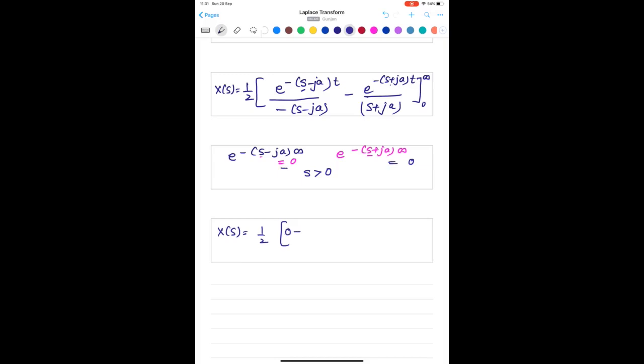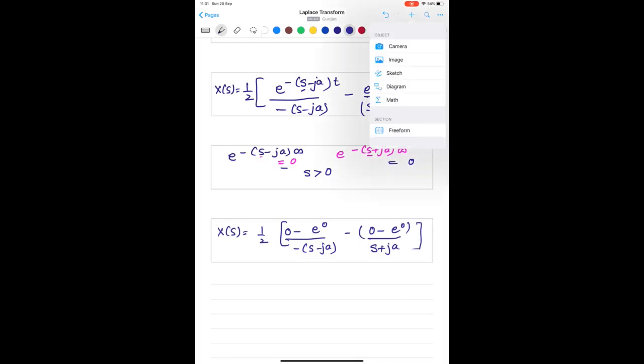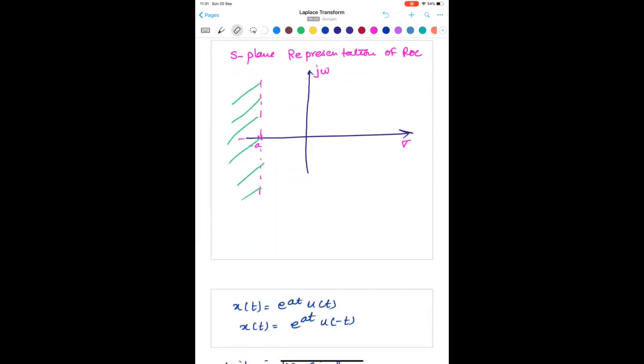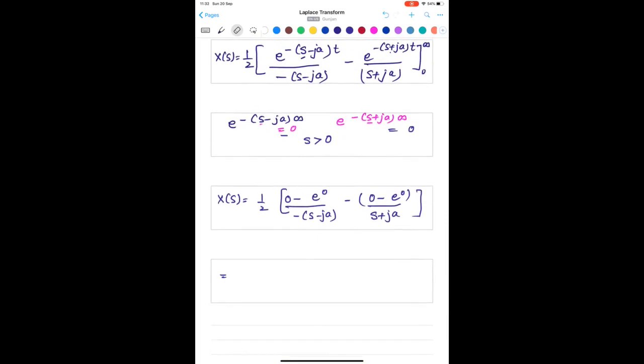So you can say 0 minus e raised to the power 0 divided by, and then minus, 0 minus, which I solve further, then it will be equal to, sorry for that, x of s equals 1 by 2, and with the region of convergence s greater than 0.